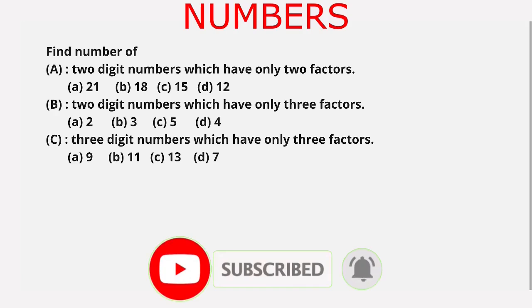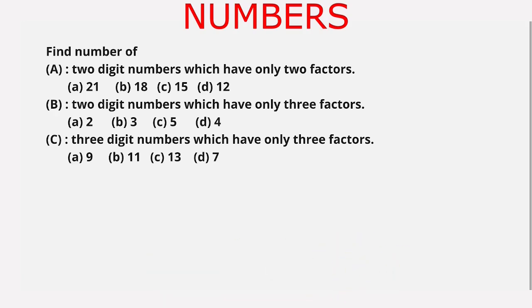Part A, 2-digit numbers which have only 2 factors. The 2-digit numbers start from 11 to 99. Now, from the definition of prime numbers, the prime numbers are those numbers which have the factors 1 and itself.